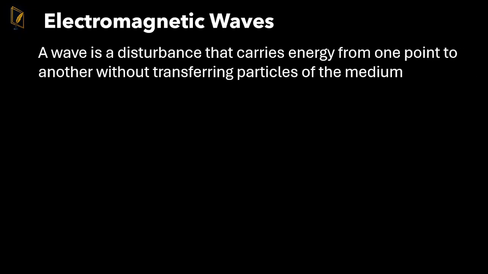electromagnetic waves. We learned the meaning of a wave, where we said a wave is a disturbance that carries energy from one point to another without transferring particles of the medium. So when you say a wave, it's just a disturbance. It disturbs the medium so that it transfers energy from one point to the other without affecting the particles of that medium. What mediums are we talking about? It can be the three states of matter: gases such as air, liquids, and solids. Any of these can be a medium. So a wave just transfers the energy from one point to the other without transferring the particles of the medium.